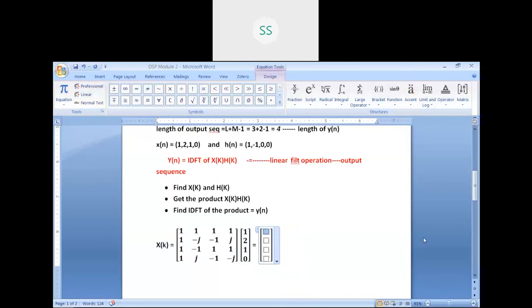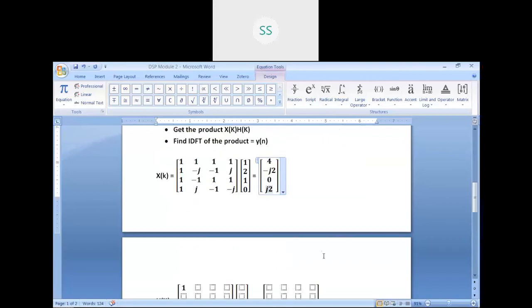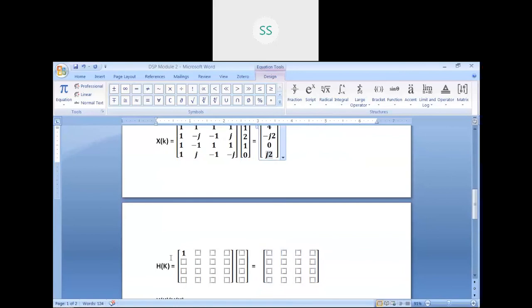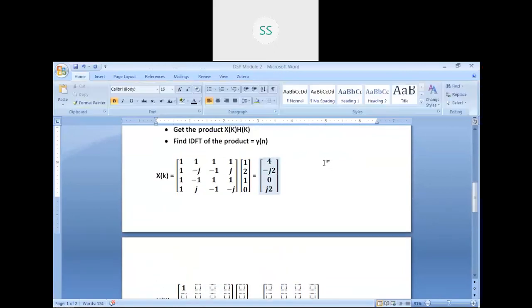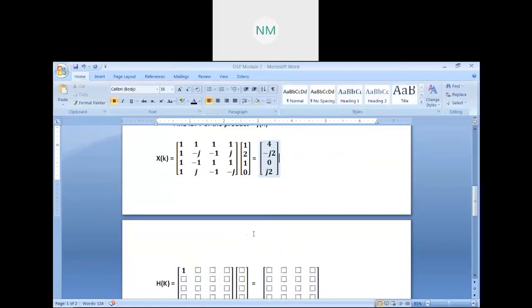X of k? 4. Then 4 minus 2j, then 0, then plus 2j. Not 3, it is j2, please verify. Yes, so this is our X of k.